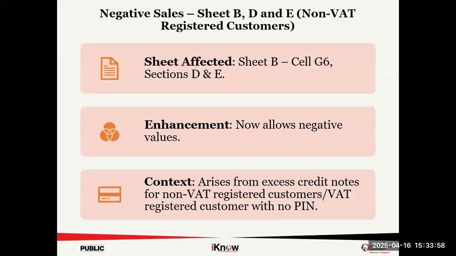Next was negative sales in sheets B, D, and E. The reason we did this change was that, with the auto-populated return, a lot of credit notes are being issued. Mistakes are happening, and the only way to correct them is through credit notes. So you find yourself in a particular tax period where your credit notes are even surpassing your actual original invoices, and you're having a negative value as your output VAT. The cells in the return, the lump sum amounts, could not accommodate a negative value. So that was one of the enhancements we did so that you were able to file your return. These enhancements were done in February.